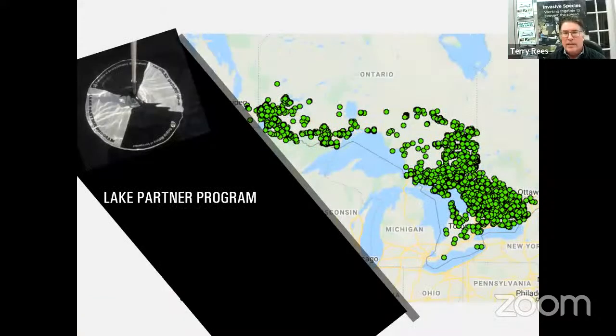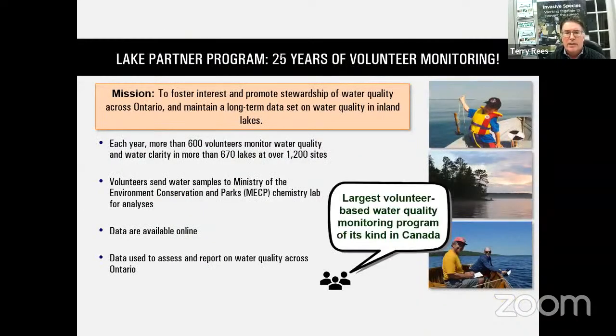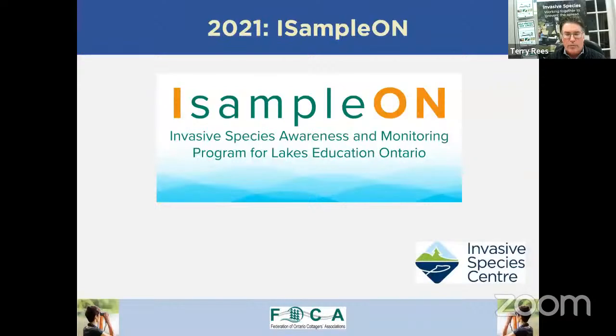So one of our main citizen science initiatives over the years, this is the sites monitored through the Ontario Lake Partner Program. It's the largest volunteer water quality monitoring program in Canada. It's been around for 25 plus years, and that's a partnership with the Ministry of Environment, Conservation and Parks. So we've got a ready-made sort of army of volunteers. These are people that are willing to go out every year to sample their respective water bodies. We do that in collaboration with the ministry, who analyze the samples, and they're all available through open data.